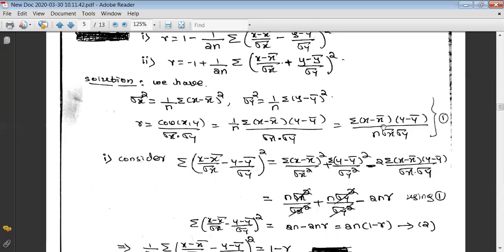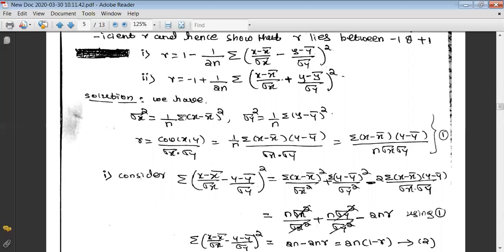In order to go for this, let us recall some of the known concepts from the basics. The first one, variance of x is denoted by sigma x square. It is given by 1 upon n summation x minus x bar square. And sigma y square is 1 upon n into summation y minus y bar whole square. And the correlation coefficient r is given by covariance between x, y divided by standard deviation of x into standard deviation of y. And covariance of x, y is given by 1 upon n into summation x minus x bar into y minus y bar. If you bring this n to the denominator, we will get this one. Altogether, let us call this equation 1.